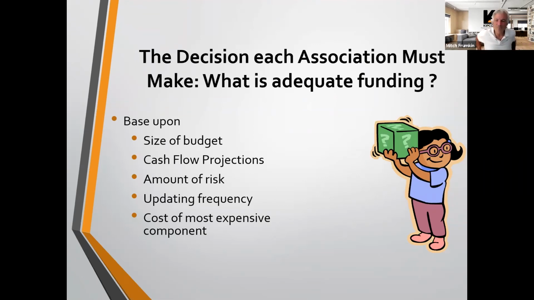So size of your budget. You may say that in my budget, if we have something that's $100,000 and we don't have enough money, we'll take it out of our operating budget. So it's based on looking at a few things: the size of your budget, the cash flow projections, which I just showed you, looking at the full funding, looking at the baseline funding, and looking at how you're currently funding, and the amount of risk you want to take.